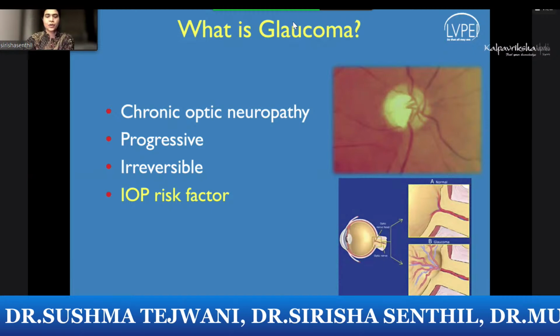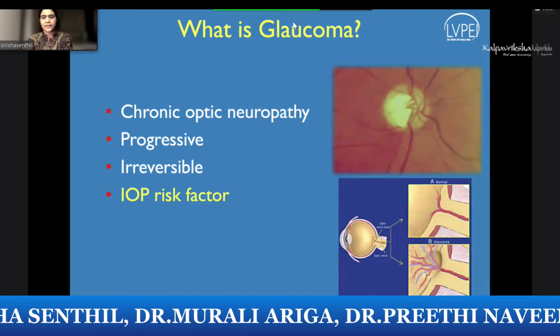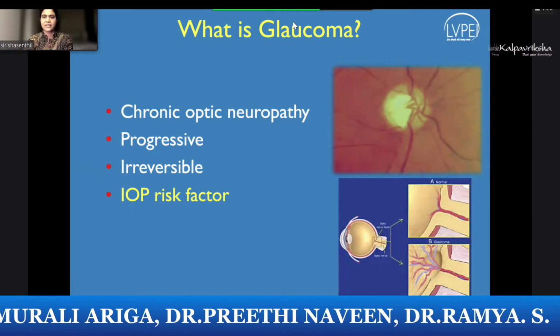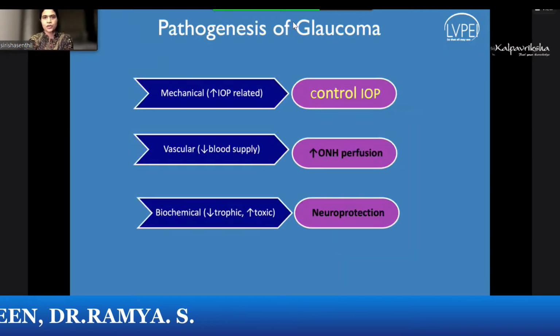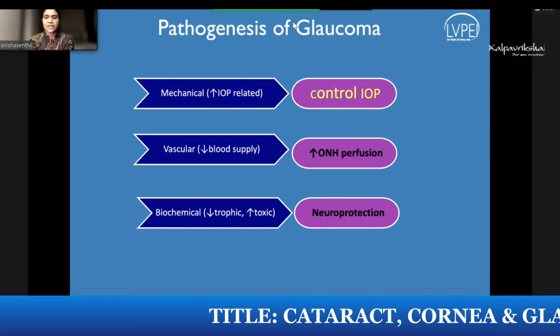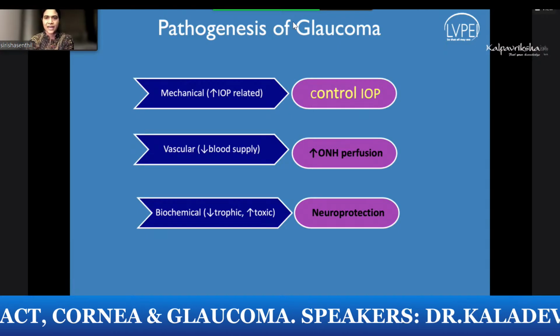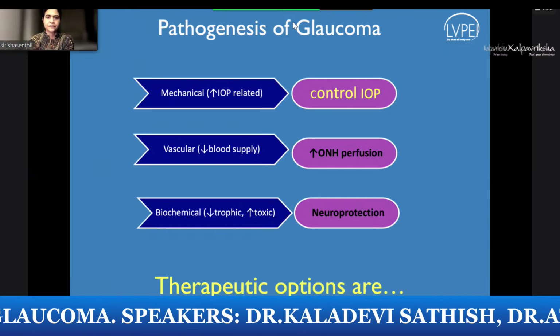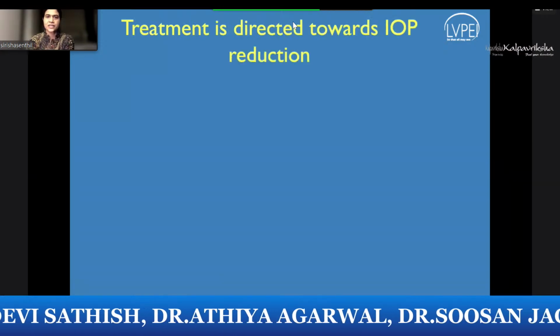So before going into that, what we need to understand is glaucoma is a chronic disease and it affects the optic nerve, and we know that it is progressive, and once the damage occurs, it is irreversible. Of all the factors that contribute to the pathogenesis of glaucoma, there are mechanical factors like elevated intraocular pressure, decreased vascular supply, or biochemical factors. But the only treatable problem until now that we are able to help is controlling the intraocular pressure. So the various therapeutic options that we have are basically directed towards controlling the intraocular pressure.